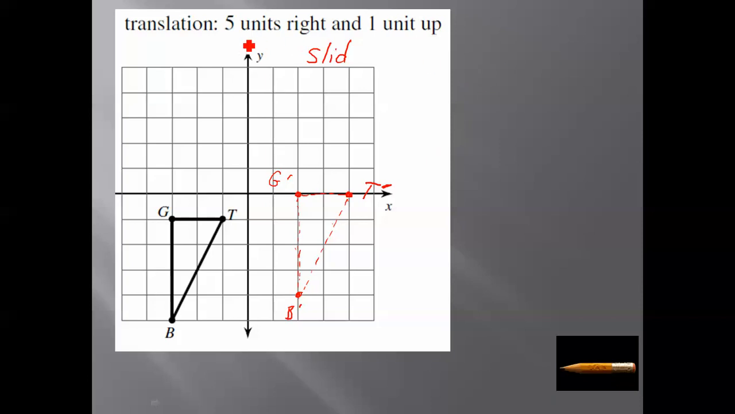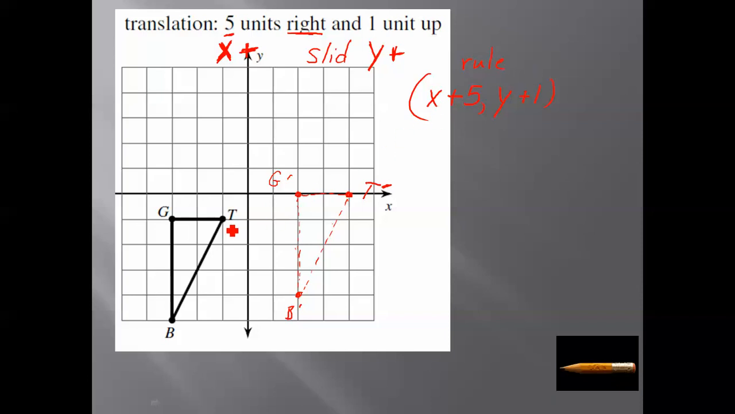Now we can write a rule for this. When we move 5 units to the right, we're actually changing our X because right means our X, and we're moving it in a positive direction because right is positive. So we're going to move X plus 5. Now when we move 1 unit up, that's our Y, because up is our Y, and up is positive. So we move Y plus 1. So that would be our rule for this transformation.